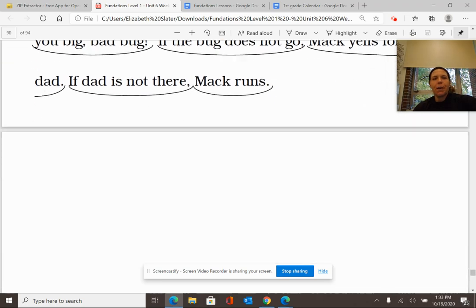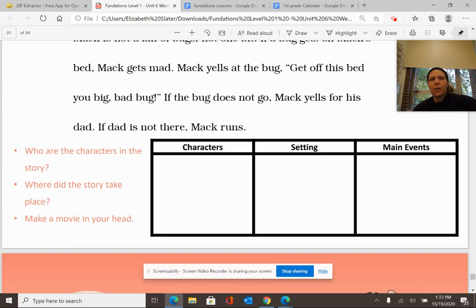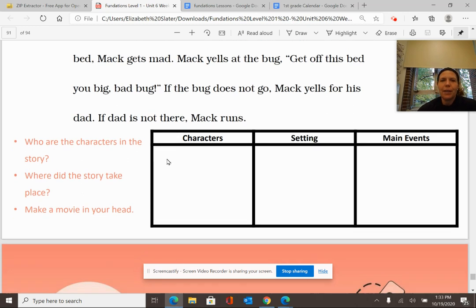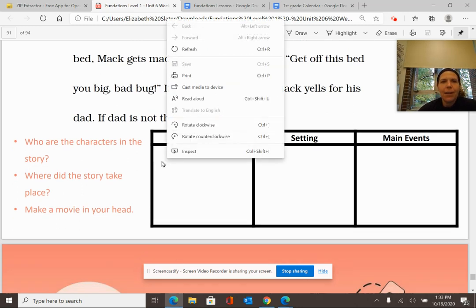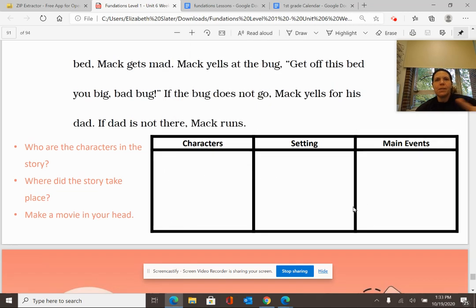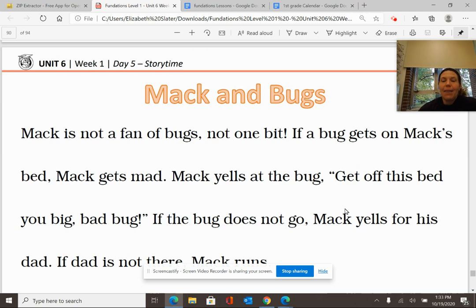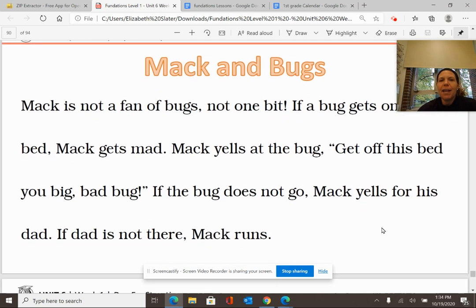Boys and girls, who did you picture in that story? Who were the characters in that story? Let's look back and see. I pictured Mac, right? And then if a bug came on his bed, you can picture the character maybe being a bug. Maybe not. The bug is probably just part of the story. But then who else is home?